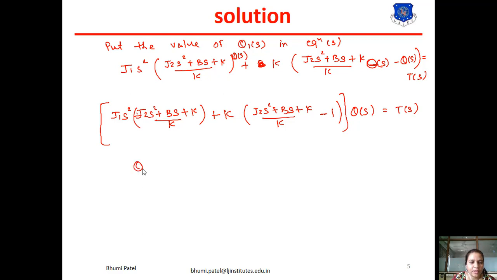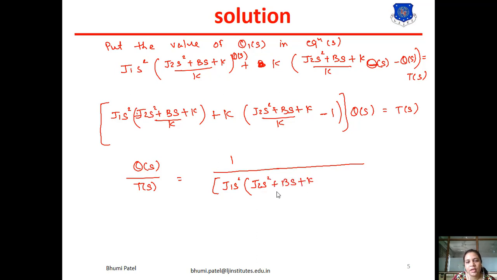Now we can find theta of s upon T of s is equal to 1 upon J1 square bracket J2 square plus bs plus k upon k plus k, the second bracket J2 square plus bs plus k upon k minus 1. So this is the final answer of this mechanical system.